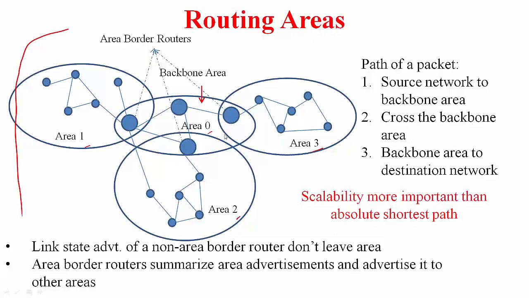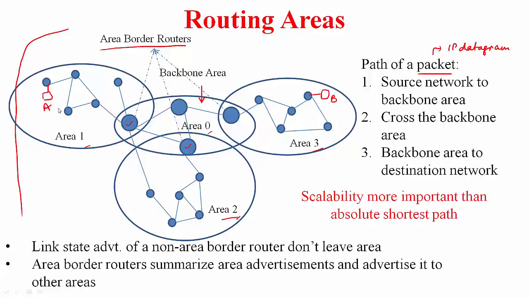Area 0 is a special area that is made up of the special area border routers. These area border routers basically interconnect non-backbone areas with the backbone area. Each area is definitely served by one area border router, sometimes even more. For example, area 2 is being served by two area border routers, this and this. It is easier to understand areas if we chart out the path taken by a packet. By a packet here, I mean IP datagram, not a link state packet.